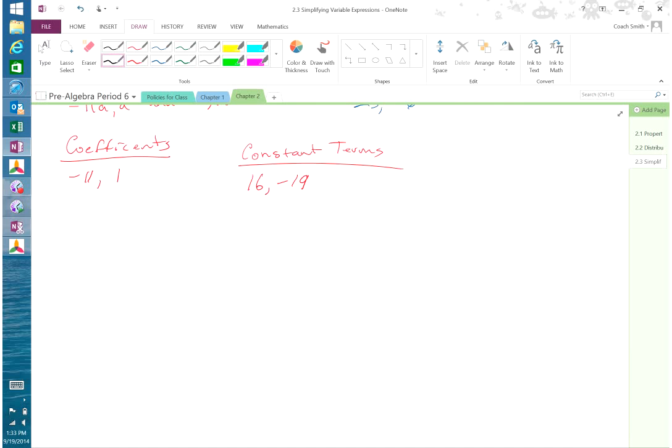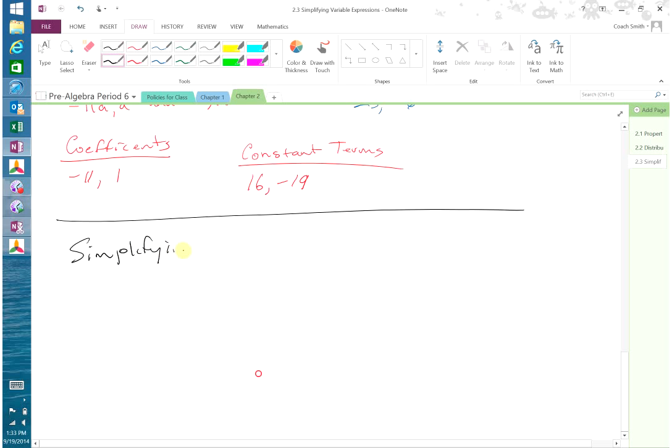Now, let's talk about what we do with the actual problems. For example, let's talk about simplifying like terms. Simplify means to put them in their lowest terms, smallest name, whatever you'd like to say there.